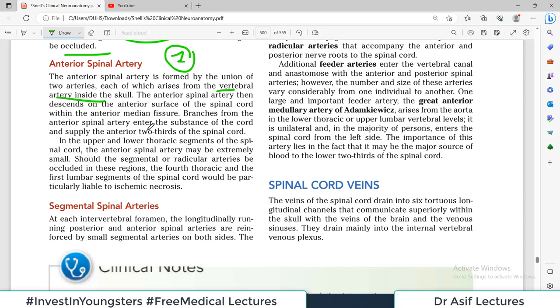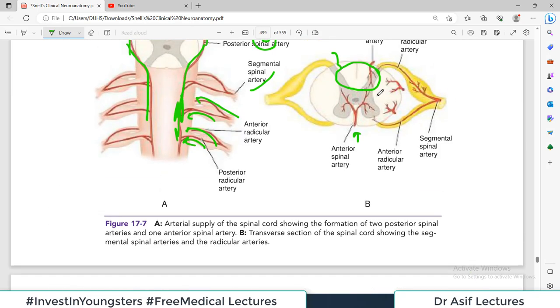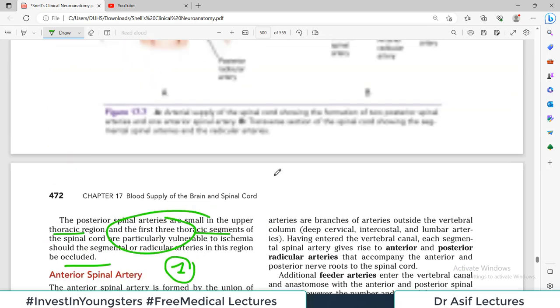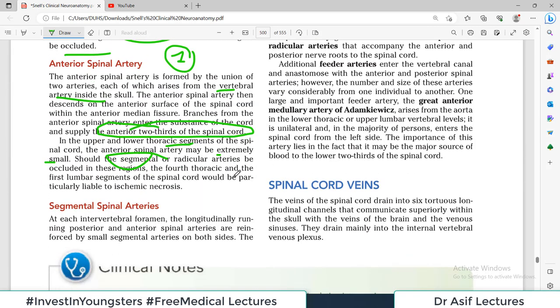Aur isse jo branches nikalti hain, it supplies the anterior two-third of the spinal cord. So if you look at this diagram, the anterior two-third is supplied by the anterior spinal artery. In the upper and the lower thoracic segments of the spinal cord, the anterior spinal artery may be extremely small. And again, they are reinforced by the segmental arteries. So that's the general composition of our spinal cord blood supply.